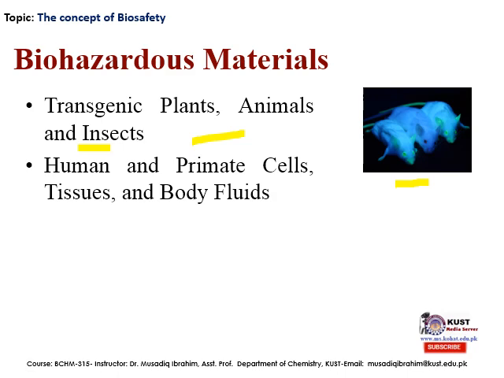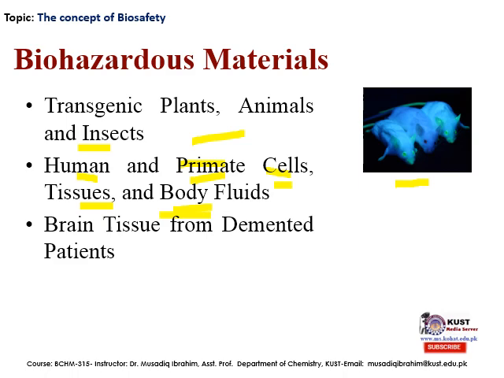Other biohazardous material also includes the cells, tissues, and body fluids of humans and primates. If a human being or a person is infected or is suffering from a disease, his or her cells, tissues, and body fluids will be termed biohazardous material, as well as those of primates, for example monkeys.